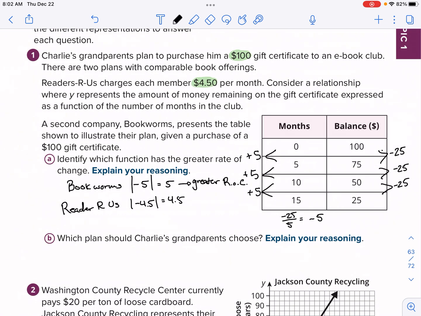Part B, which plan should Charlie's grandparents choose? We're pretty much just looking at which one is the cheaper option, right? Since Bookworms is going to cost more money, $5 per book, we're going to say they need to use Readers Are Us because it has a lower cost.